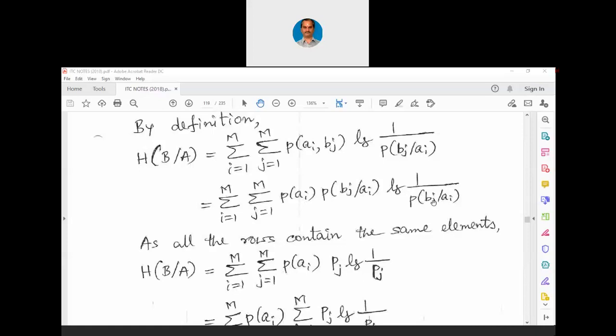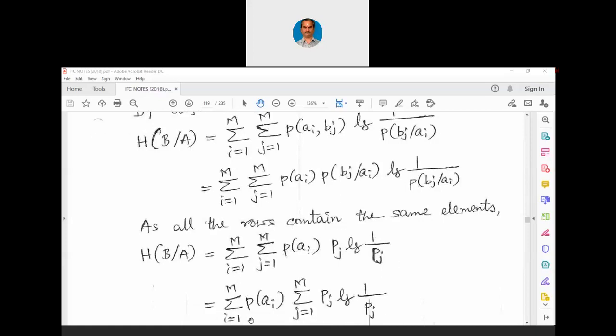into lg of 1 over p(bj/ai), as all the rows contain the same elements. Now H(B/A) equals the summation of i equals 1 to m, summation of j equals 1 to m of p(ai) into pj lg of 1 over pj. Why can this particular term, p(bj/ai) lg of 1 over p(bj/ai), be written in this fashion, pj lg of 1 over pj? Because all the rows are going to contain the same elements. When all the rows contain the same elements, when we do a summation, naturally we get this, j equals 1 to m of pj lg of 1 over pj.